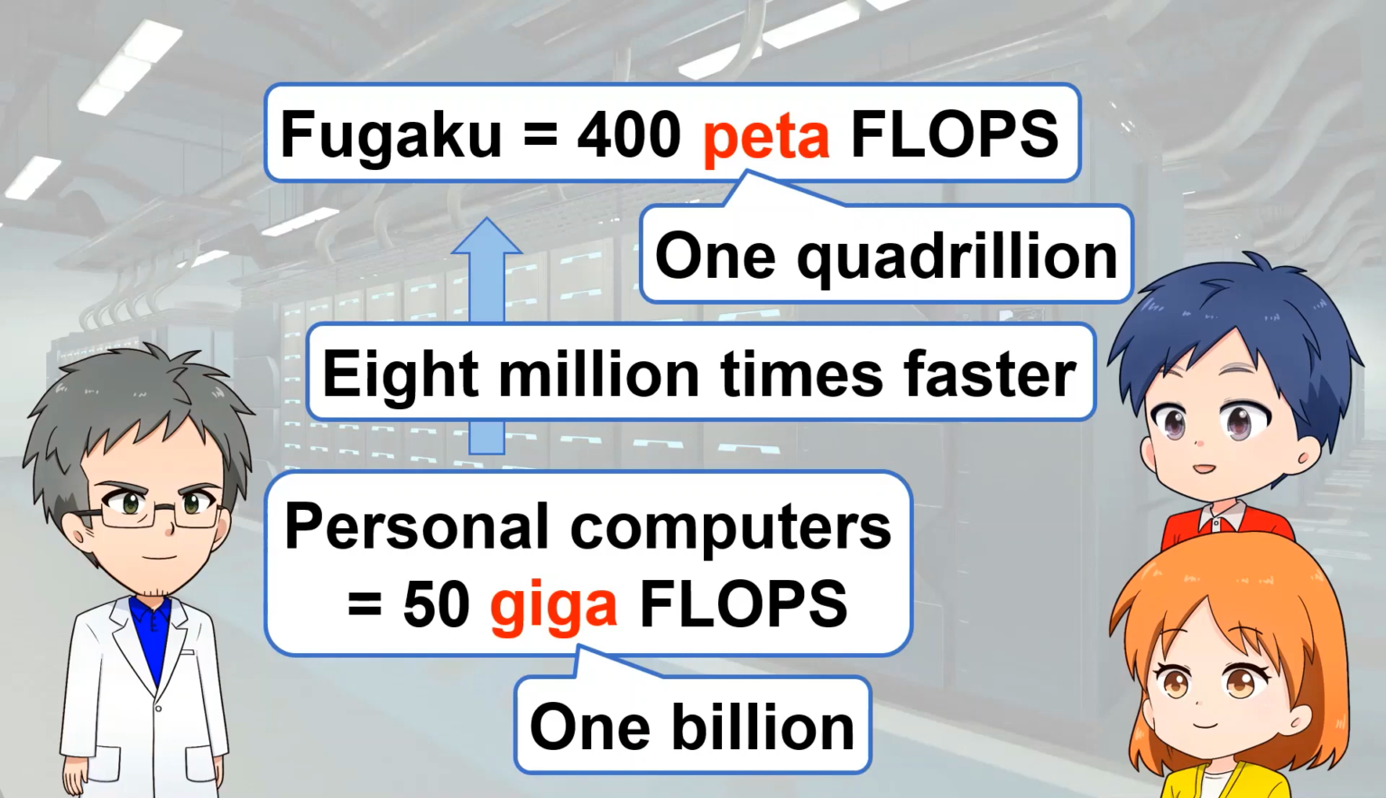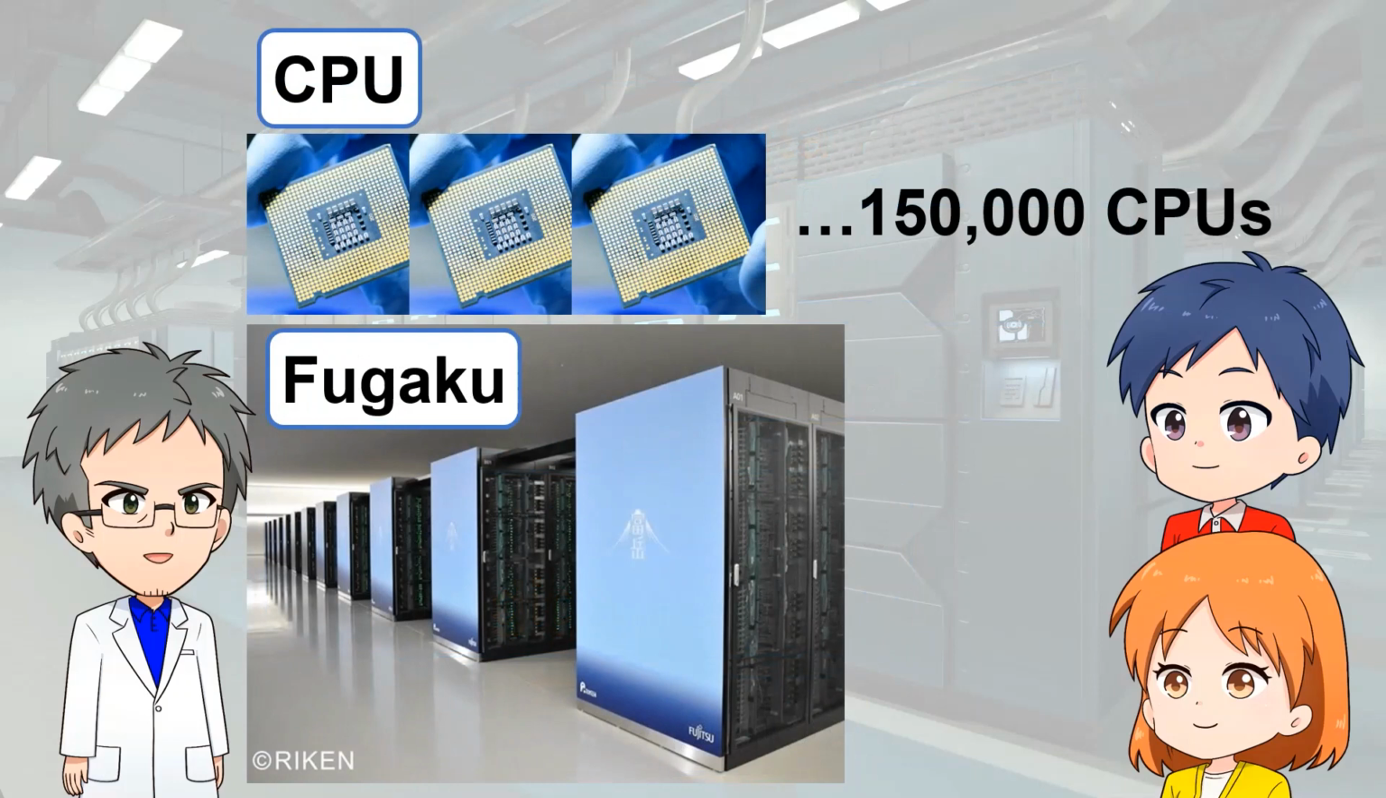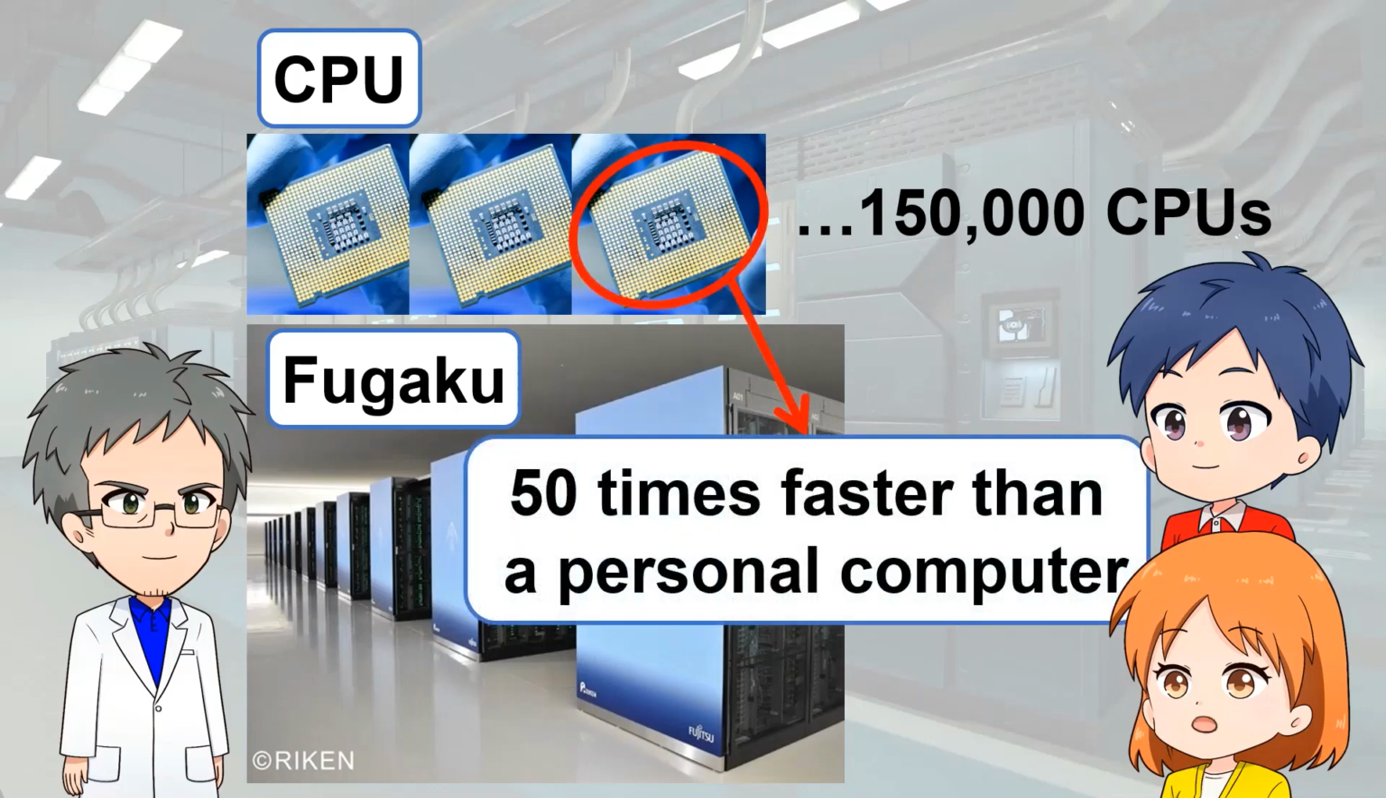Wow! How can it calculate so fast? 150,000 CPUs are connected and move together. Since it's 8 million times faster than a personal computer, a single CPU is more than 50 times faster than a personal computer. That's because it is a computer dedicated to computing.